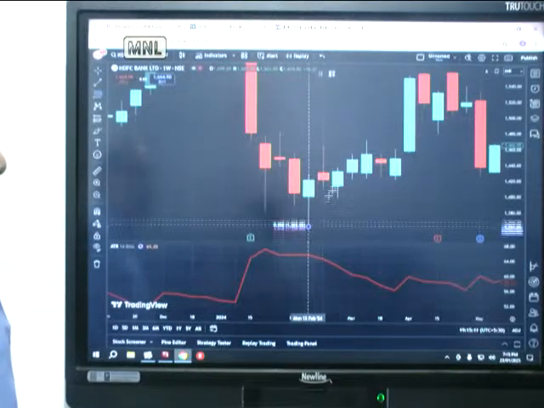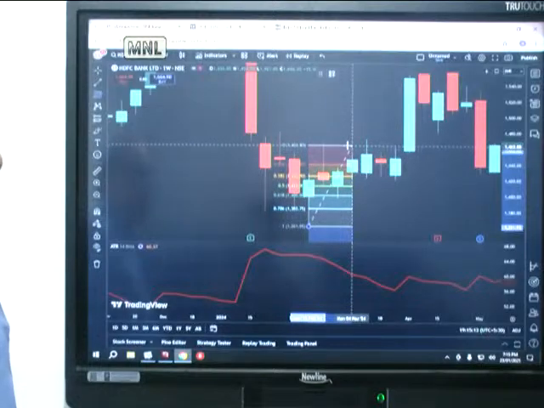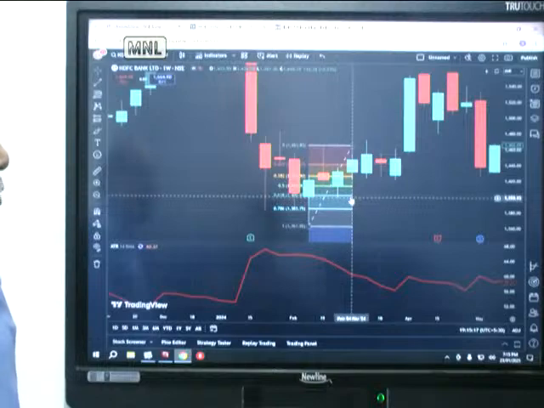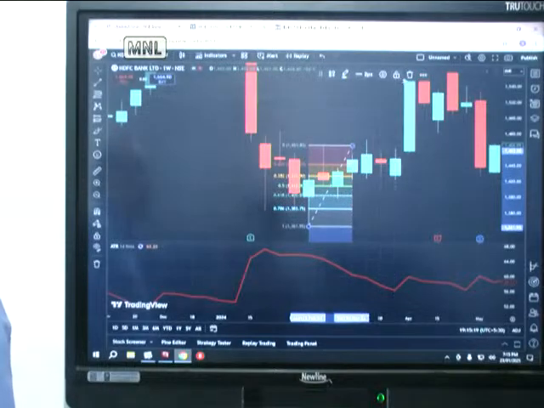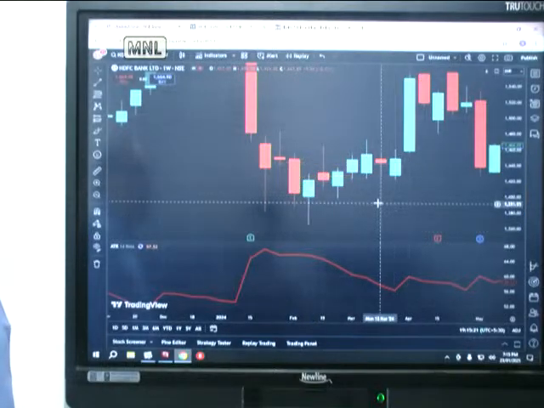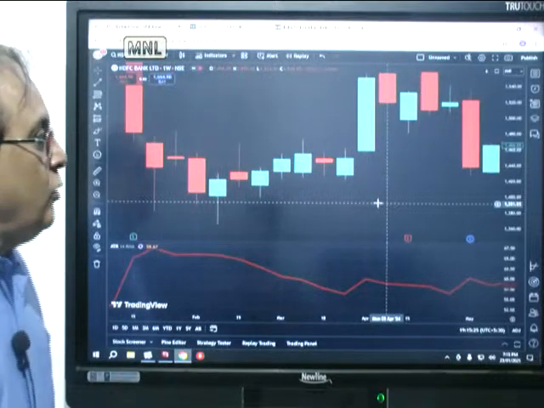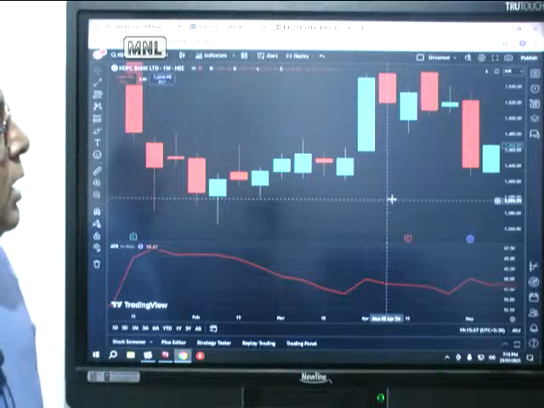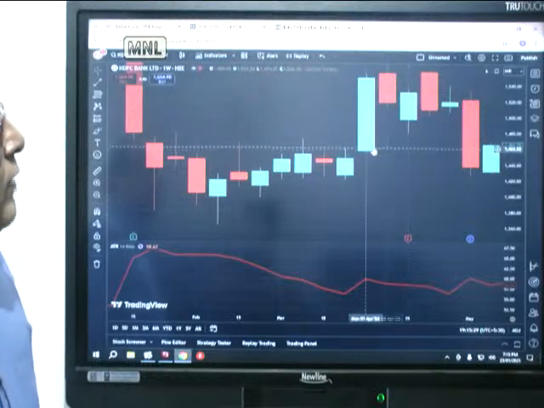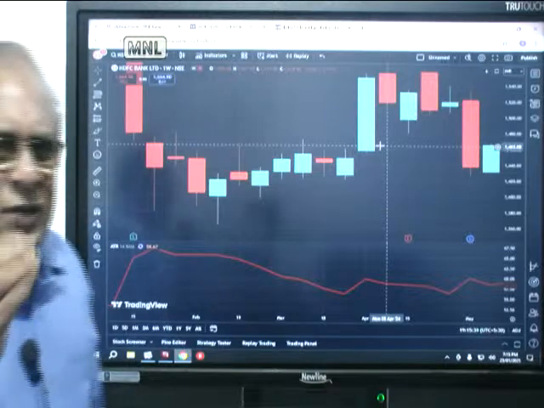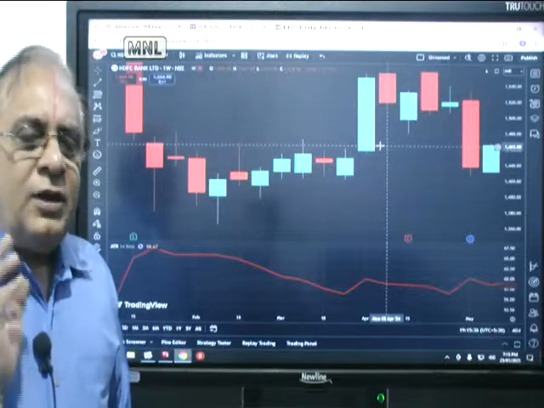Now 61.8%. So at 61.8%, it took support there. Now you look at this. Okay, look at this bar. Now this bar, I think it went to 1555, 1557. To some extent, not very clear. To some extent, it went up.